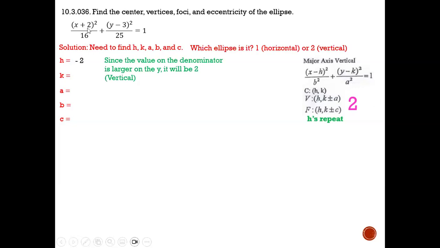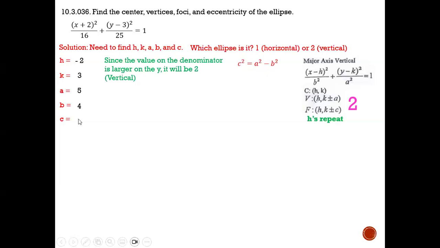So what values can I plug in? Because of the way it's written right here with X and Y, we have our H and K. So H is -2, K is 3. This is going to give us the A value because this is A squared. This is the bigger value. So square root of that is 5. That's how I get that. 16, that's the B squared. So square root of that is my B value. That's how I get that.